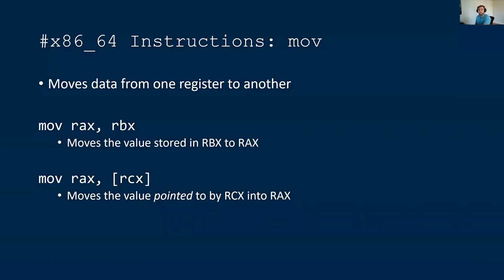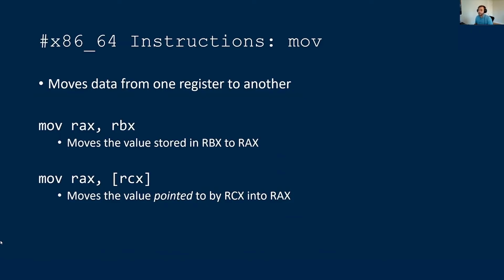And when I say pointed to, what I mean is, let's say RCX has the value hex 10,000 in it. Instead of storing hex 10,000 into RAX, we're going to store what is at address hex 10,000 into RAX. And so this is the move instruction. Our examples here have RAX and RBX, but this could be any of those general purpose registers that we talked about, right?